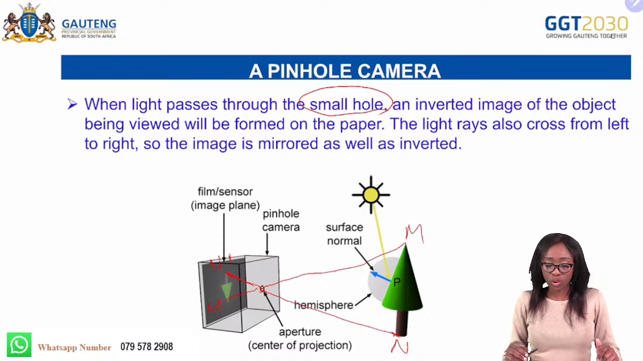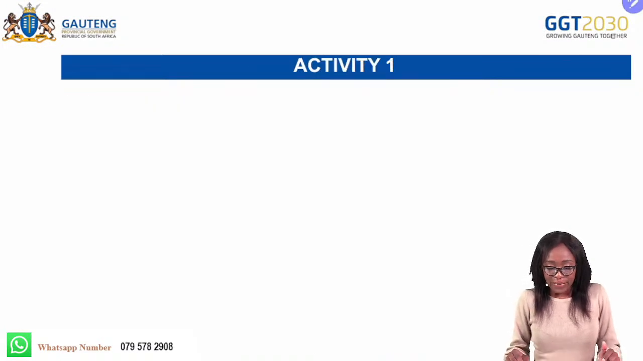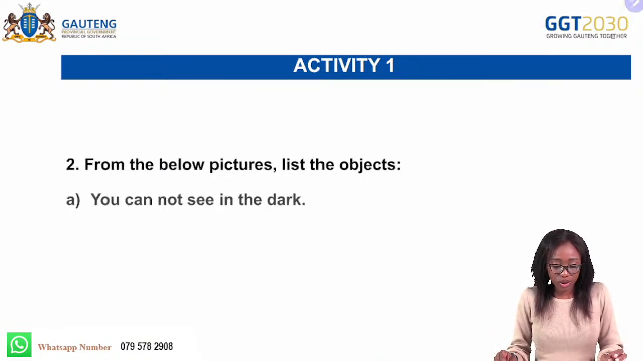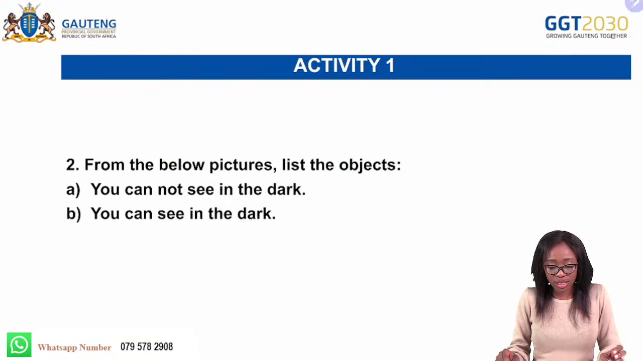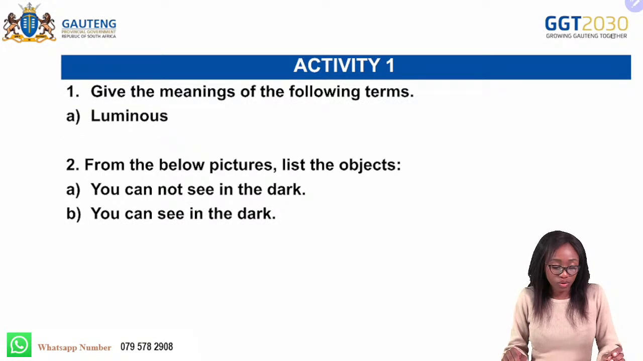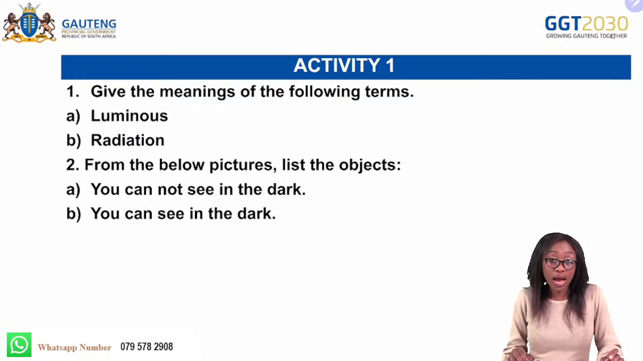Okay, so now let's move on to our first activity, activity 1. We're going to load the questions now for activity 1. So now we've loaded the questions. Give the meanings of the following terms. The first one, which is A, is luminous. The second one is radiation. So you need to give the meanings for the following terms.